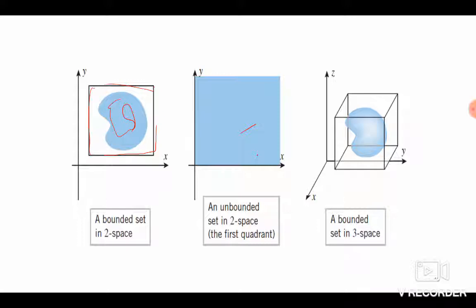Similarly, the third graph gives us a set of points in 3 space, which is bounded if the entire set can be contained within some box. If no such box exists, then we call it unbounded.